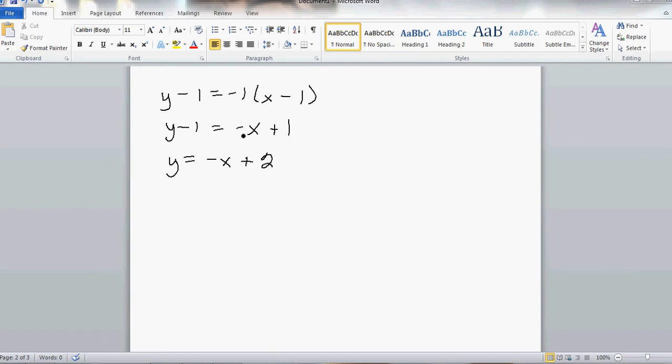Now if we choose the negative 1, we get y plus 1 equals negative 1 times x plus 1. Y plus 1 equals negative x minus 1. And subtract 1 from both sides, y equals negative x minus 2. So here are the two equations that are the tangents that have a slope of negative 1 on the original equation, which was 1 over x.